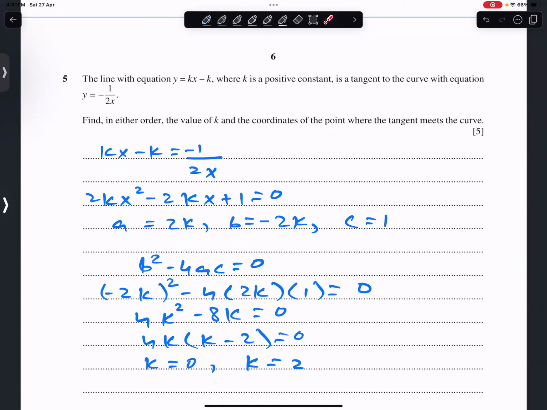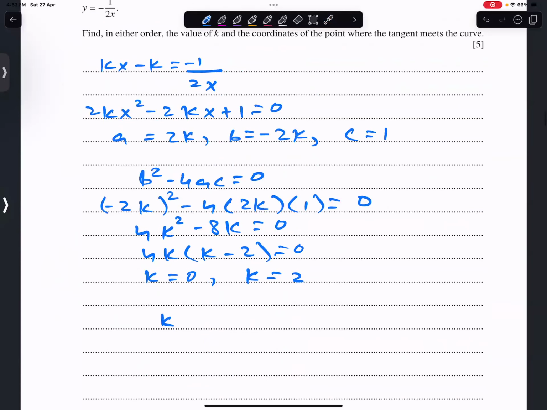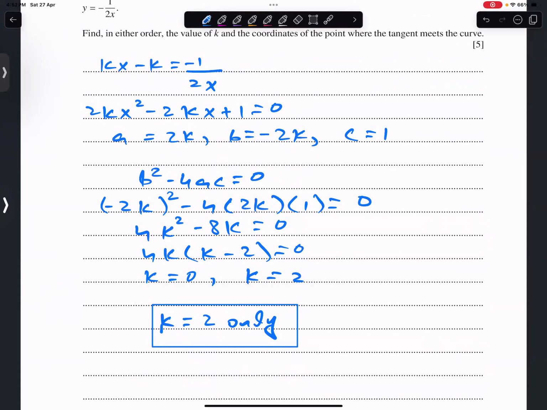If you look at this statement, where k is a positive constant, Ahmed, will you accept k equal to 0? Does k equal to 0 fall in the positive constant category or not? No, sir. So you will only take k equals 2, and write only that categorically, if you are confident enough. So k is equal to 2 only.